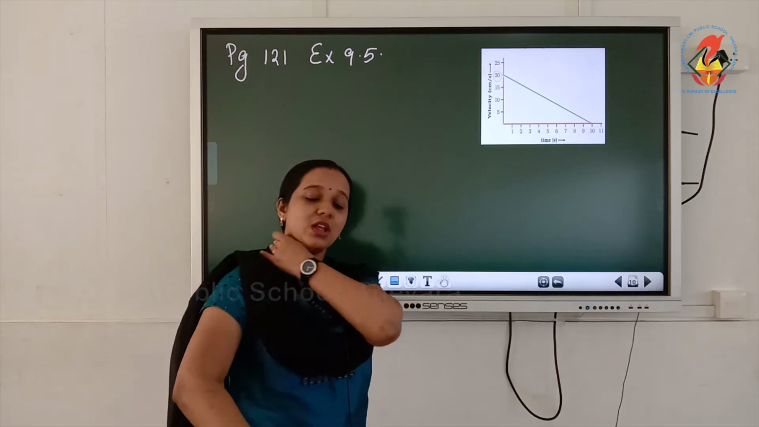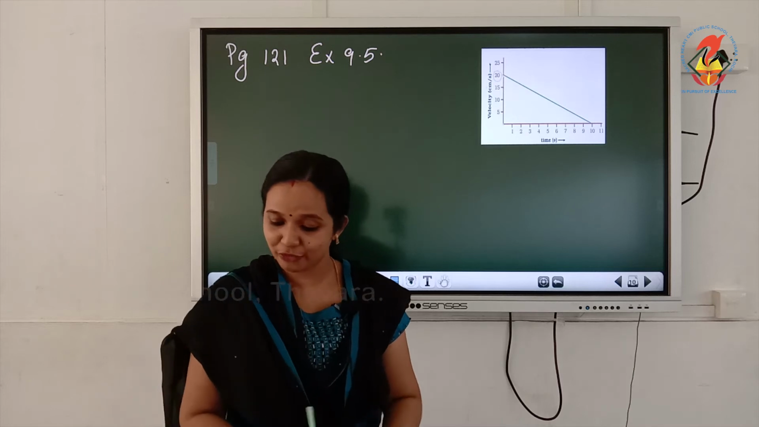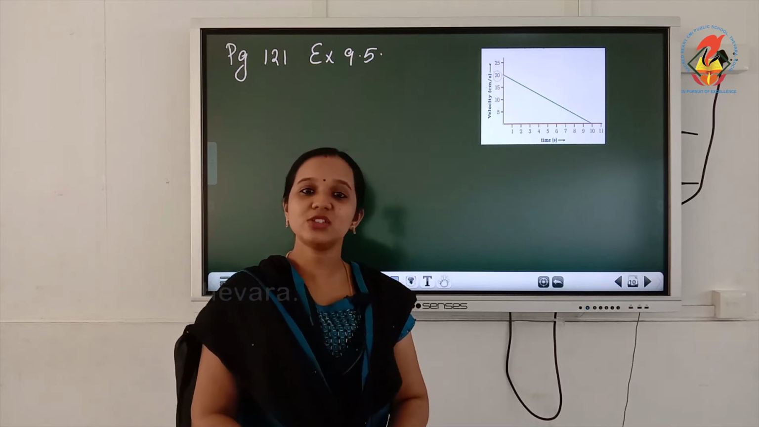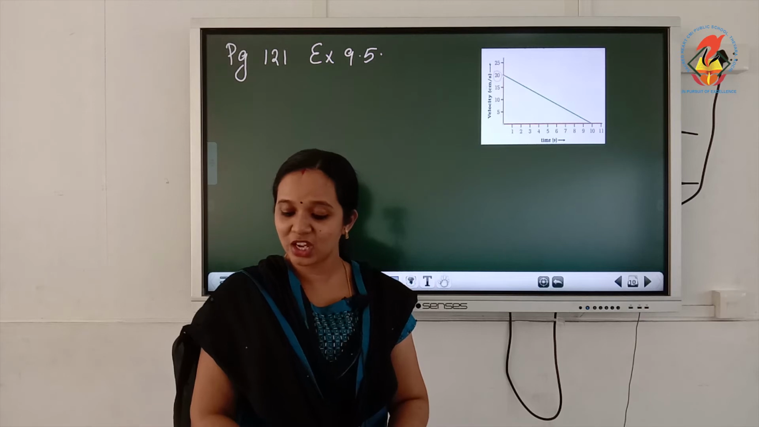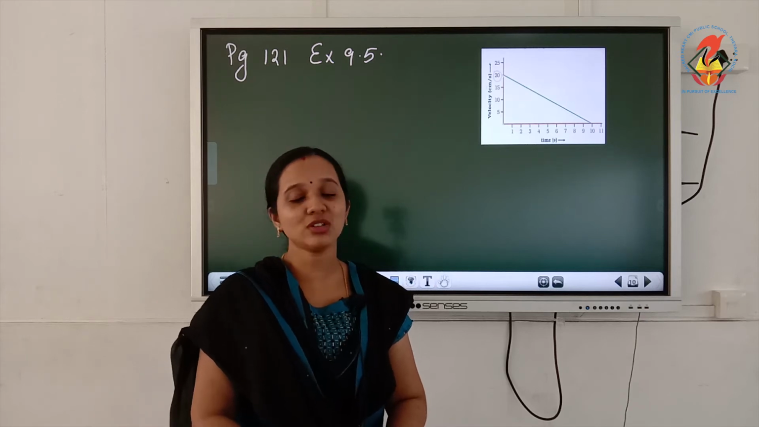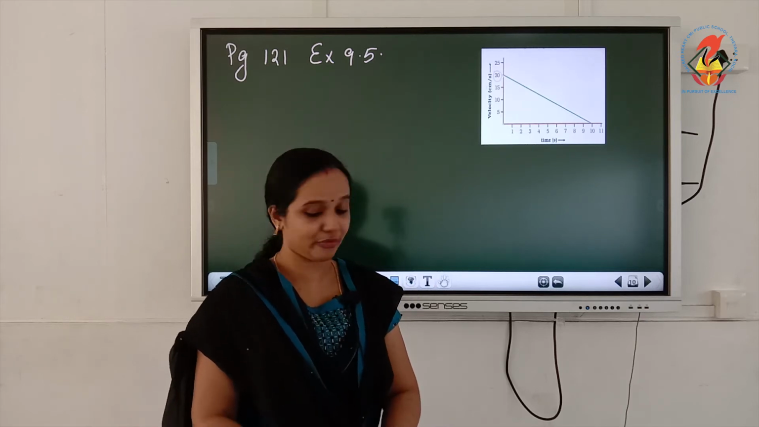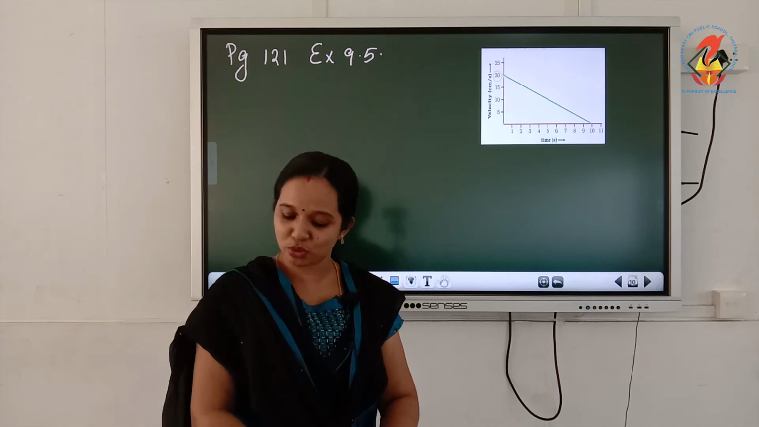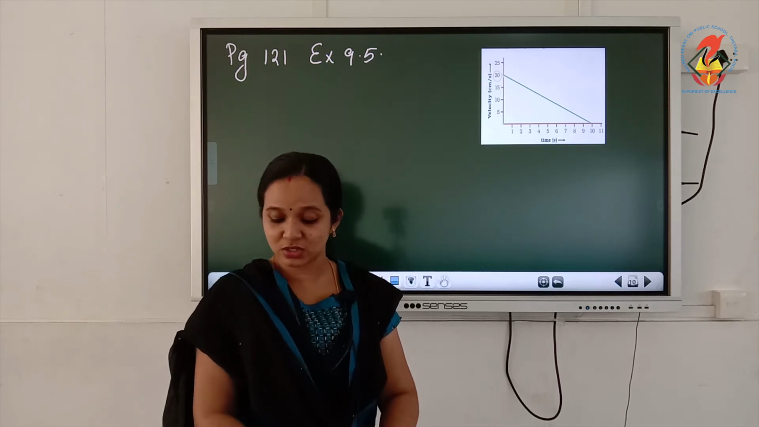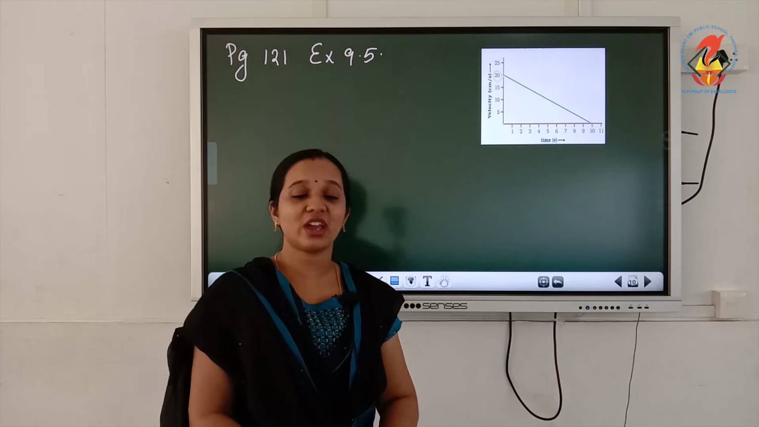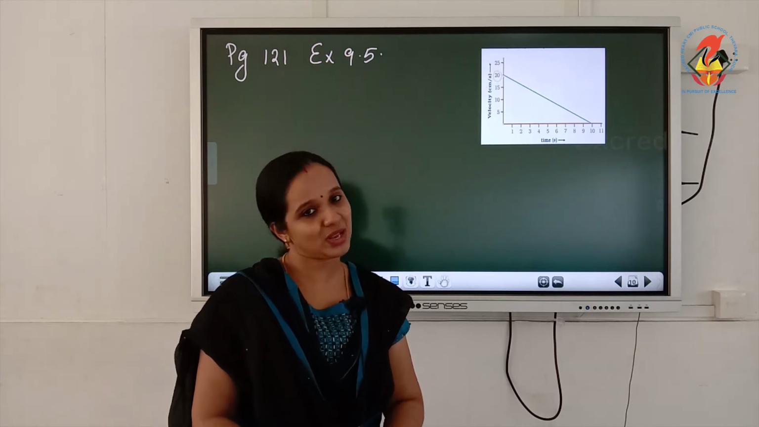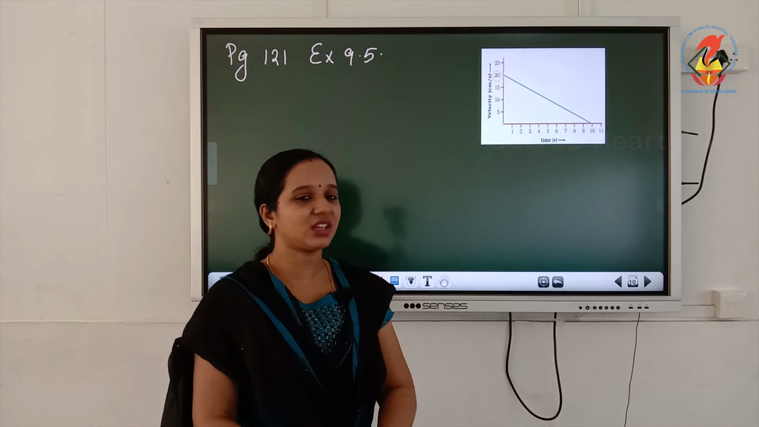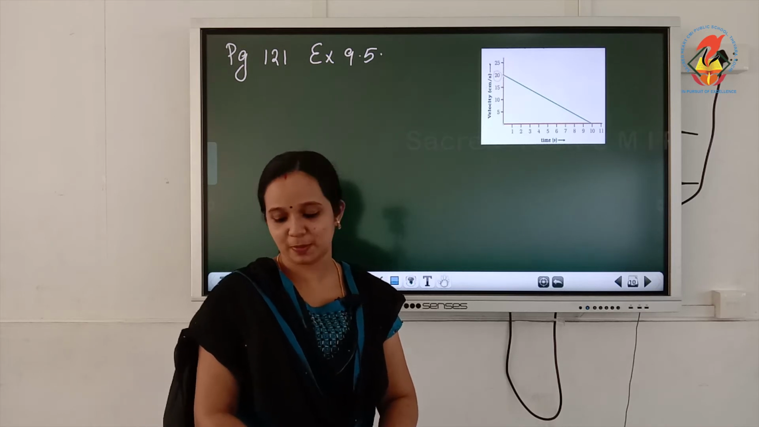The question is, the velocity time graph of a ball of mass 20 gram moving along a straight line on a long table is given in the graph. How much force does the table exert on the ball to bring it to rest? So, this is the question. Now, let us write the given quantities first.